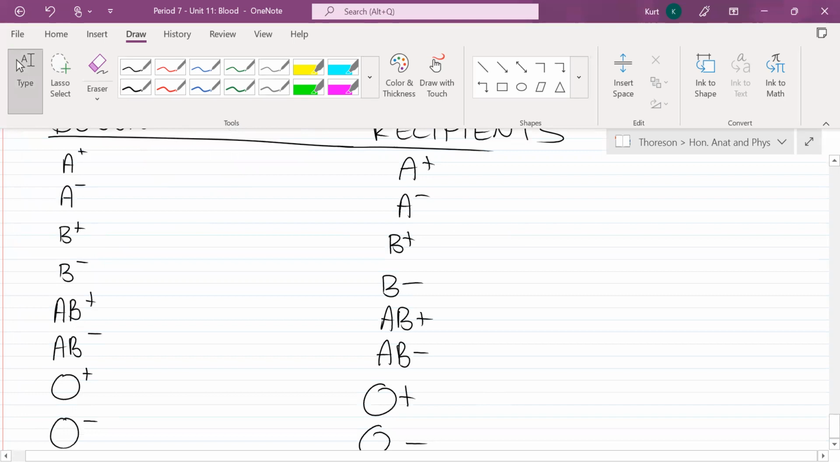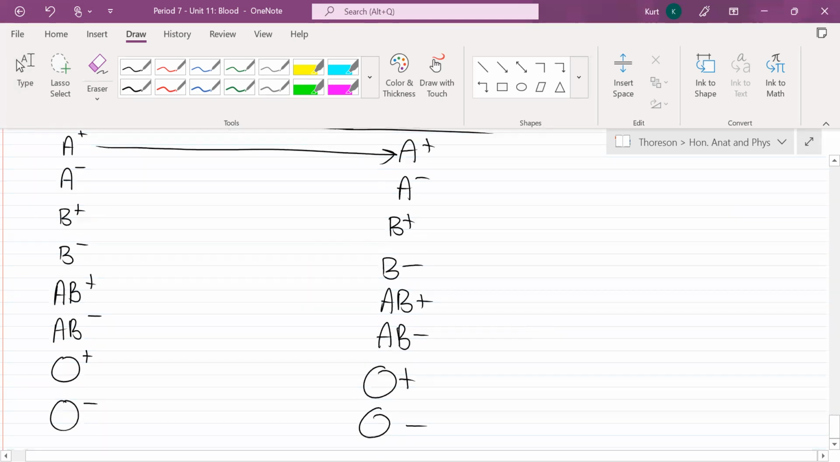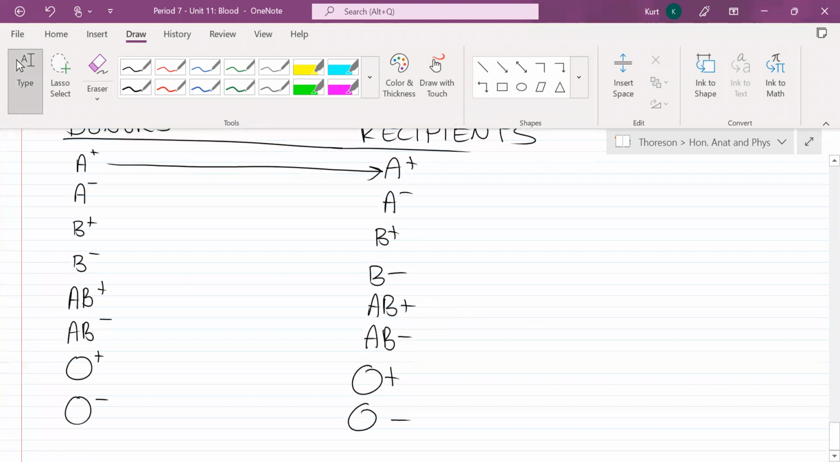All right. Can A positive donate to A positive? Who else can A positive donate to? There's one more. AB, that is correct. And that's about it.